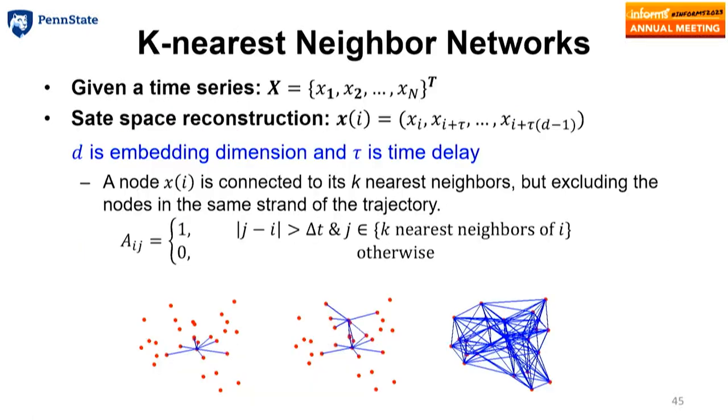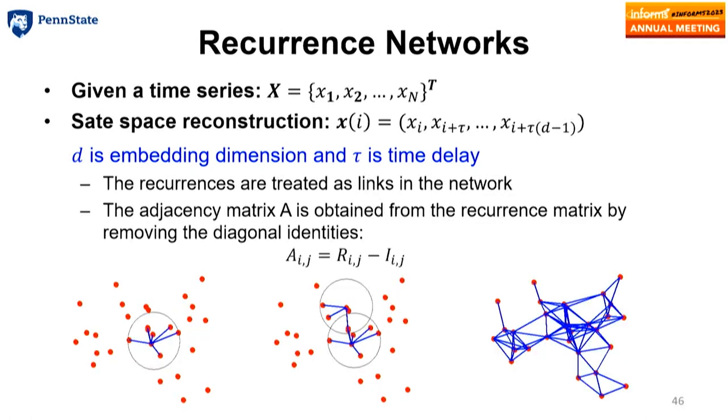If we have a time series, how do we derive a network? There are two different ways. Given a time series, we can reconstruct the state space, where D is the embedding dimension and tau is the time delay. If we assume a node xi is connected to its k nearest neighbors, excluding the nodes in the same strand of the trajectory, this is called the Theiler window. You see here, this node is connected to k neighbors, and this node is connected to k neighbors. Then we can derive a network, and also the adjacency matrix.